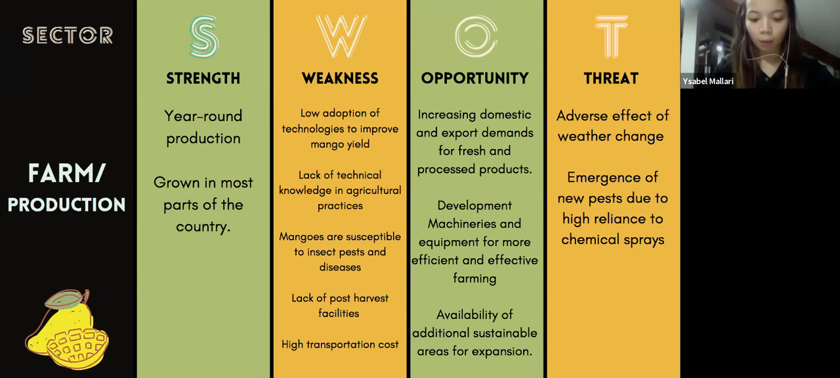However, the number of bearing trees, on the other hand, rose marginally by 0.1% from 9.46 million bearing trees in 2017 to 9.47 million trees in 2018. Nevertheless, the opportunities of the mango industry's farm sector could possibly have increased exports demand for fresh and processed mangoes, development of machineries and equipment for more efficient and effective farming, as well as availability of additional sustainable areas for expansion. Threats in the farm sector include adverse effects of climate change, weather change, emergence of new pests due to high reliance on chemical sprays.